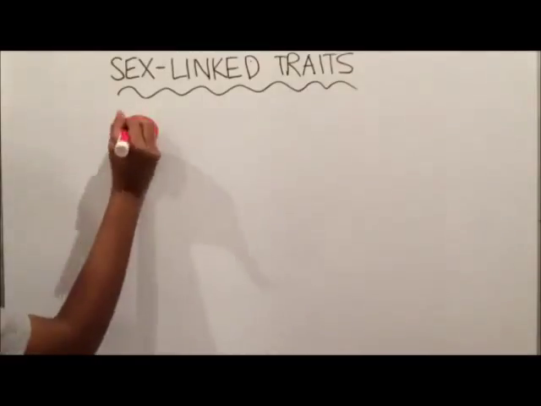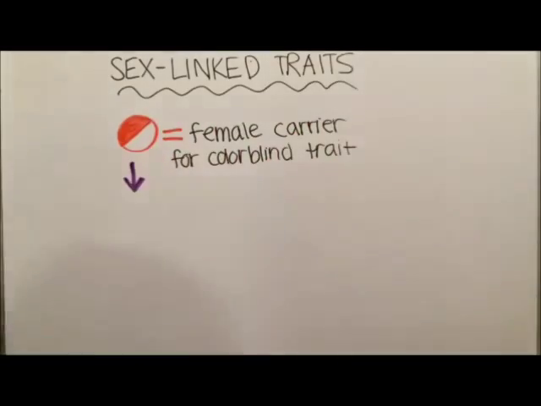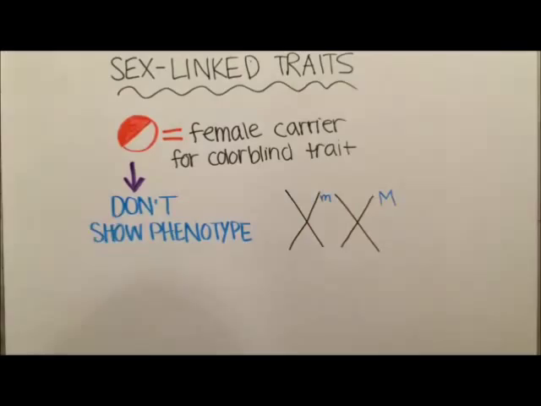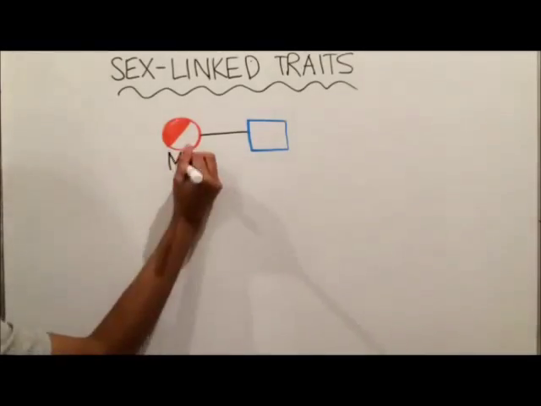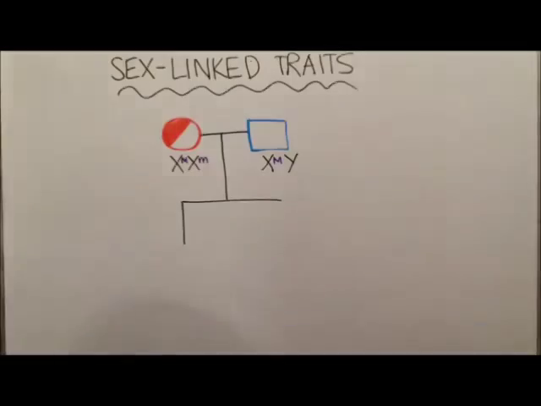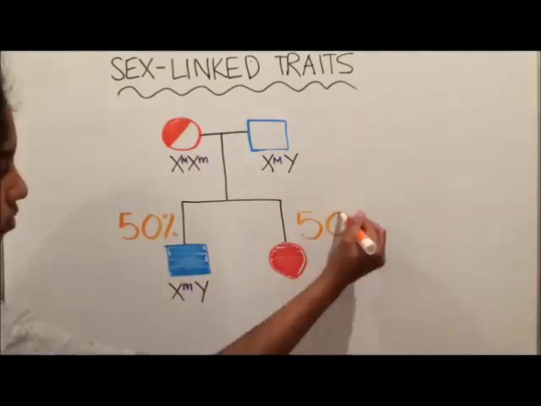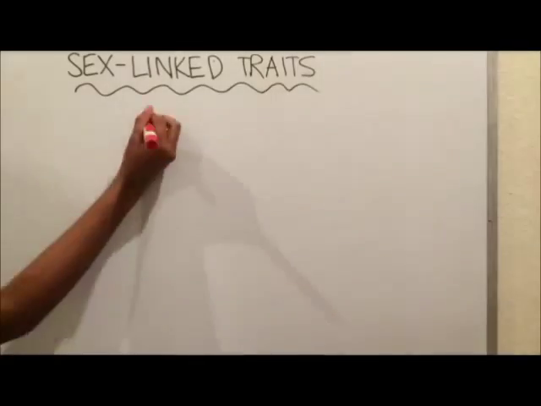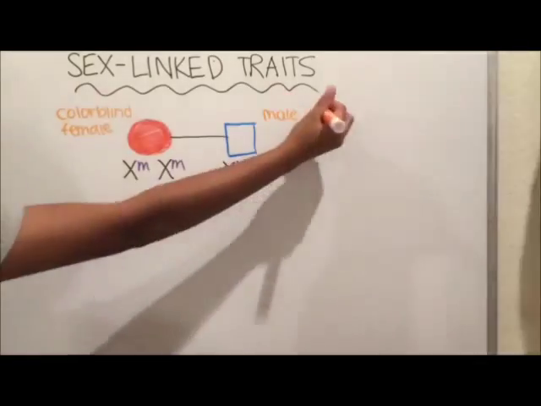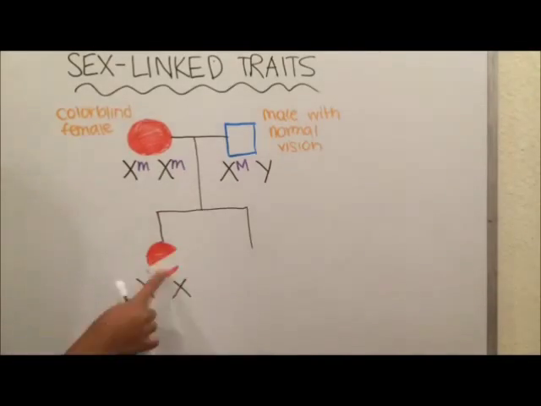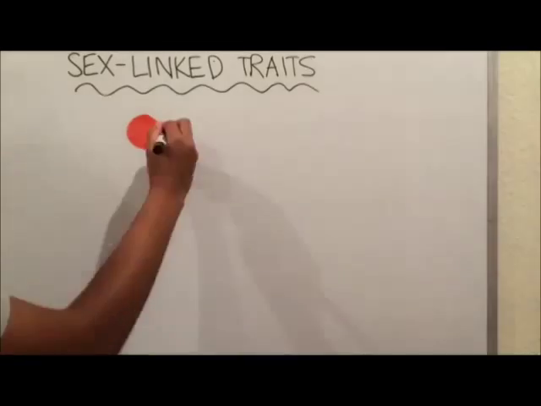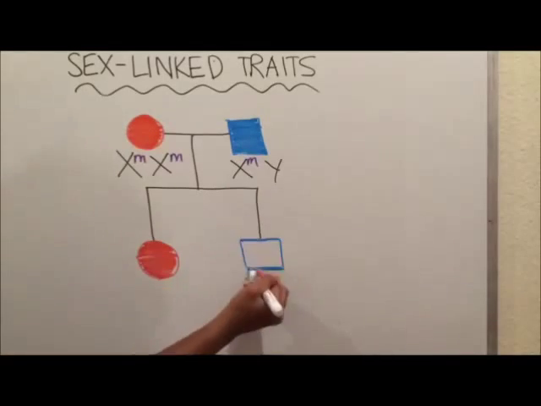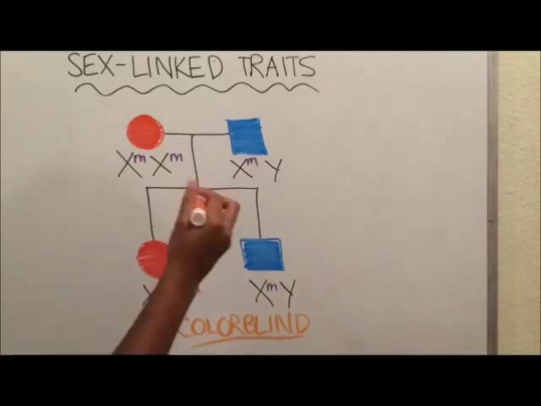Females that are heterozygous for their alleles don't show the phenotype, but are carriers of the trait and can pass it on to offspring. A female carrier and a male with normal color vision have a 50% chance that their son will be colorblind, and a 50% chance that their daughter would be a carrier. Colorblind females and males with normal vision will have daughters who are carriers and sons who are colorblind. Two colorblind parents will always have colorblind children because both of them only have the recessive allele.